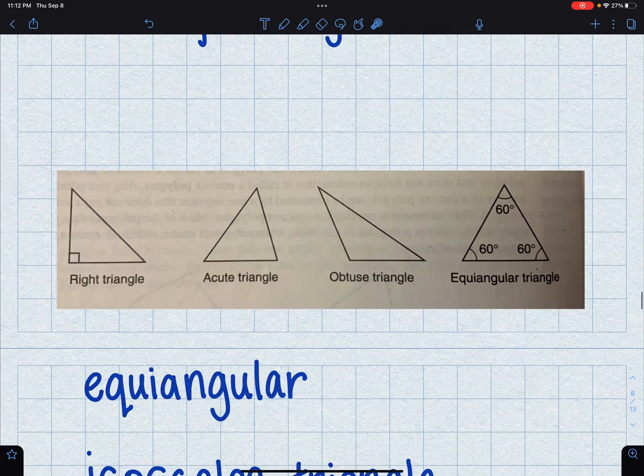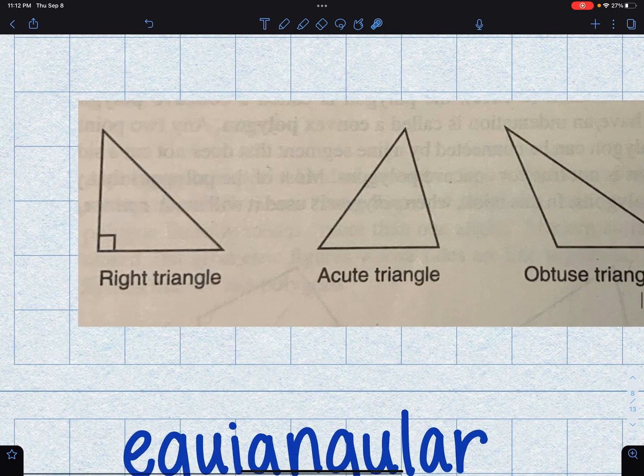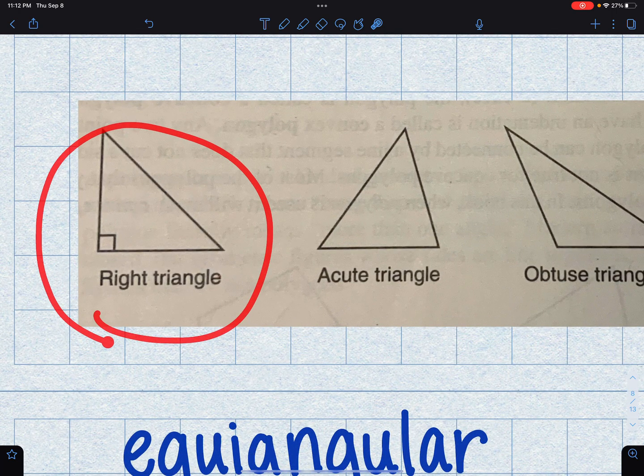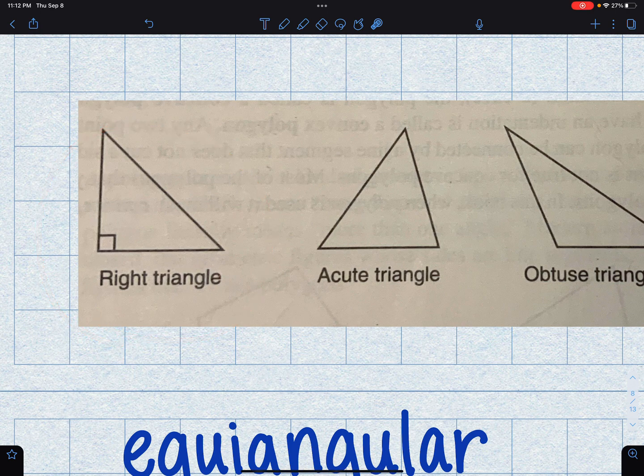So here are some examples of triangles. This one is a right triangle, meaning it contains one right angle. Just one. All you have to have is one right angle, and it's a right triangle.